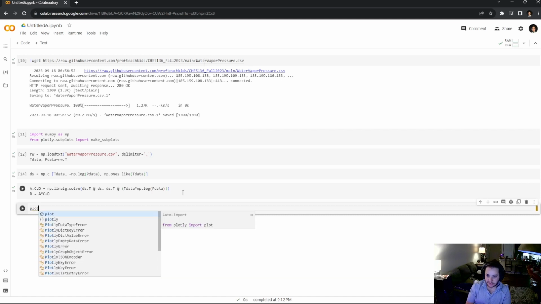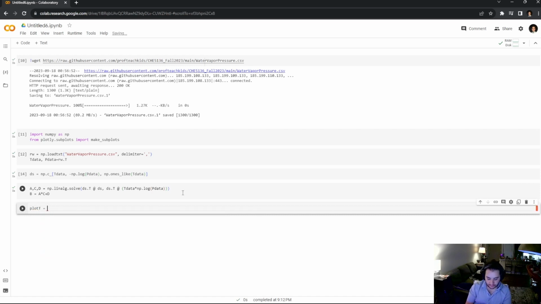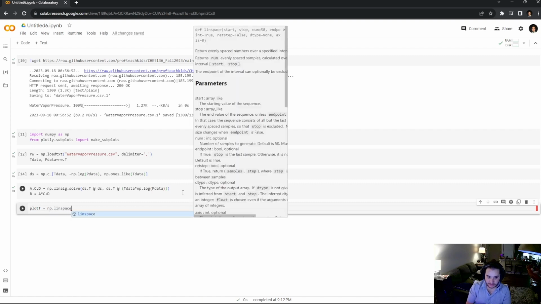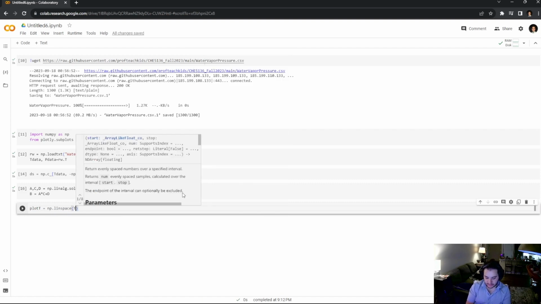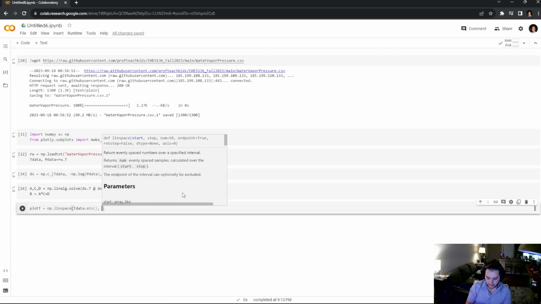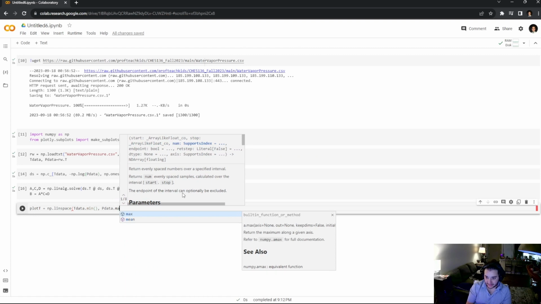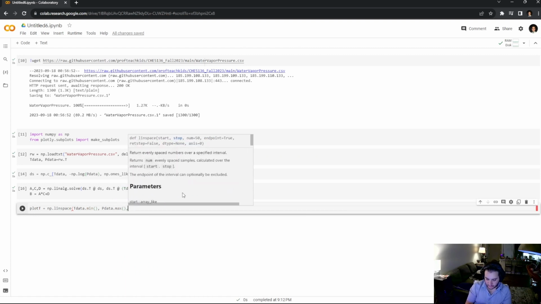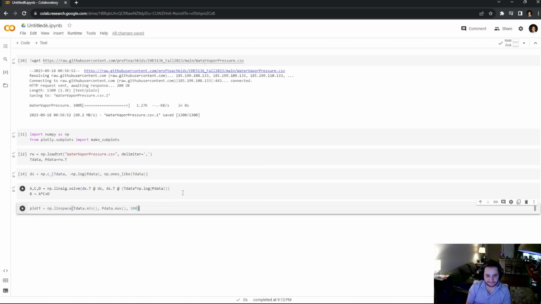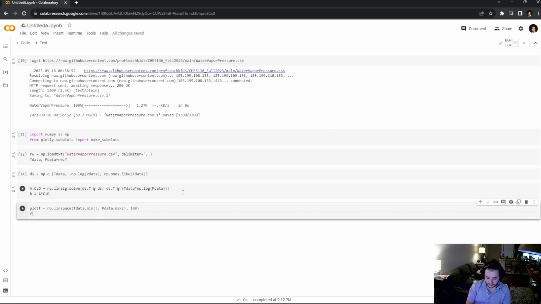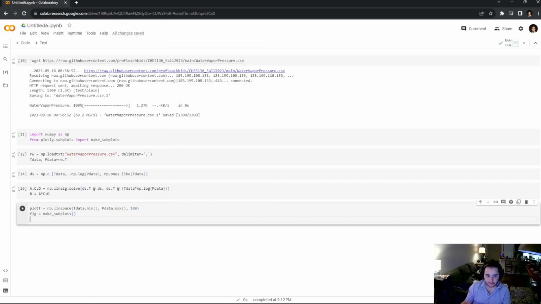So now time to make a big old plot. So we'll name plot T is equal to np.linspace, T data dot min, comma T data dot max, comma 100, because we want to have, let's say, 100 data points, right? So we have fig is equal to make_subplots, and then what?